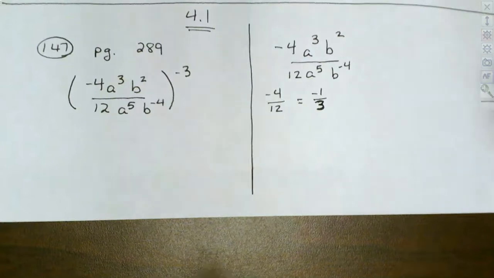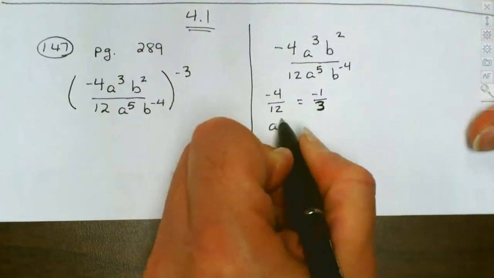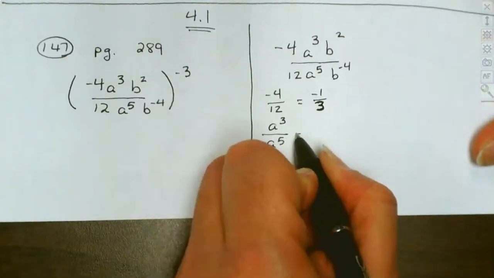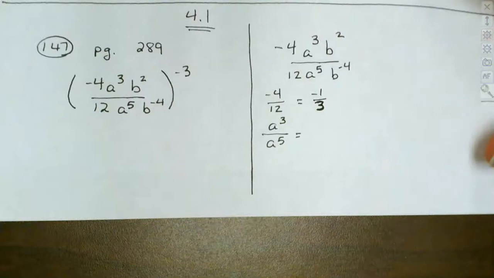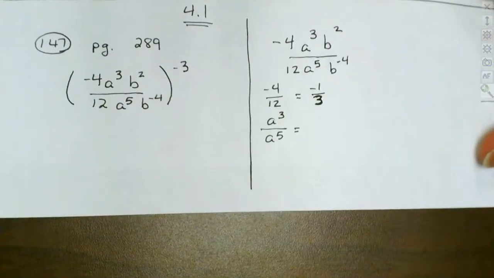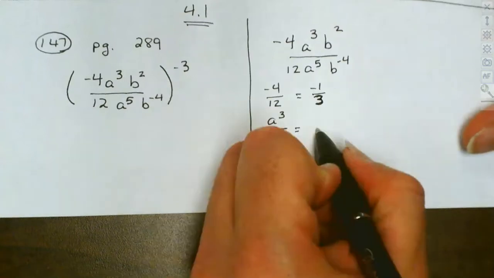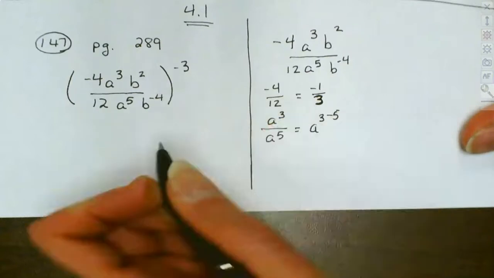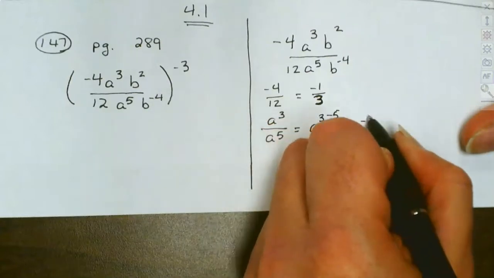Next, we're going to look at our a's. And what do we have? We have an a cubed over a to the 5th power. And what do we do with these? We are dividing, so what happens to our exponents? Subtract, so that's going to be a to the 3 minus 5, which is a to the negative 2nd power.